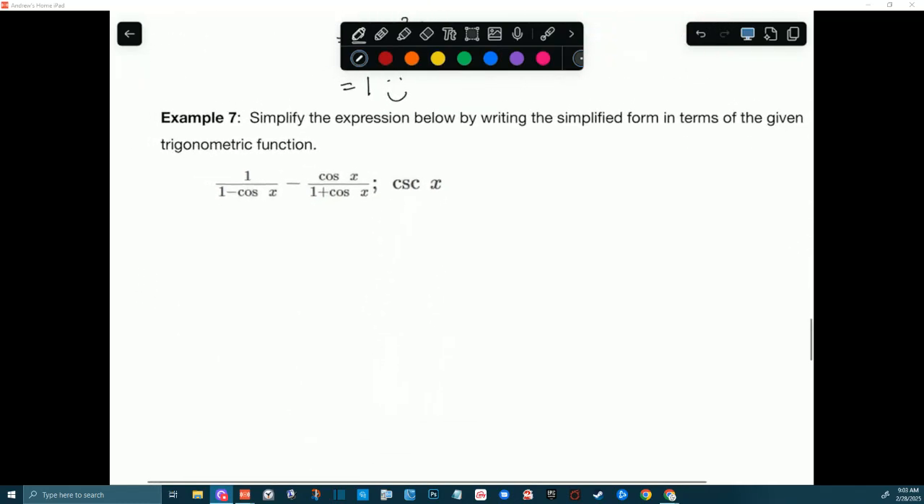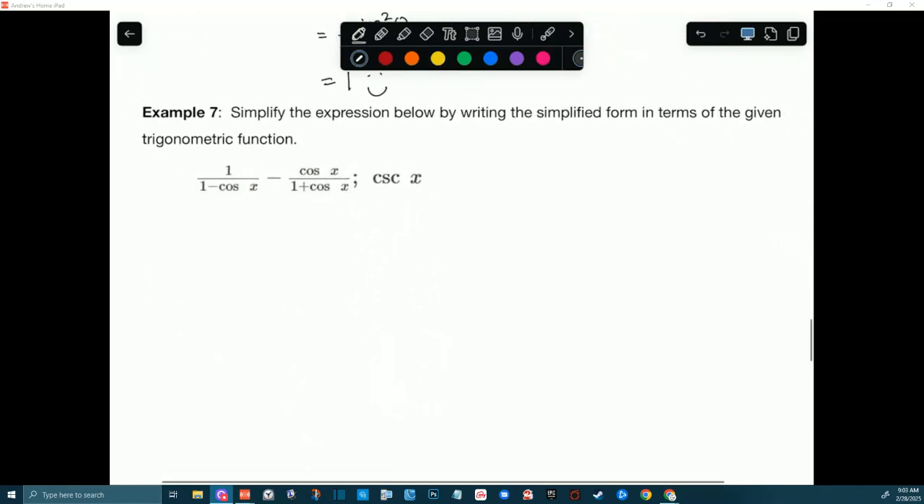Okay, last one. I don't know that you'll see one like this in Delta Math, but you will in the text. It says simplify the expression below by writing the simplified form in terms of the given trigonometric function. And it gives us 1 minus cos x minus cos x over 1 plus cos x. And they want us to rewrite it in terms of cosecant.